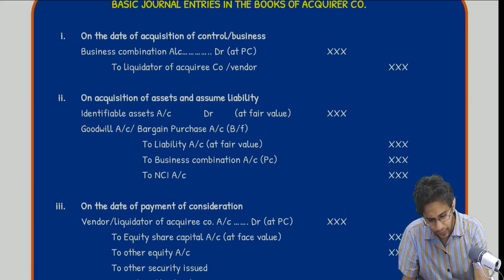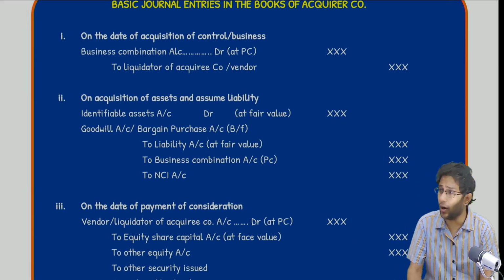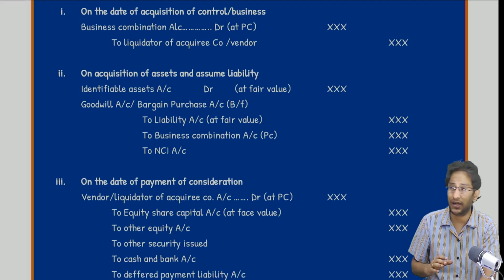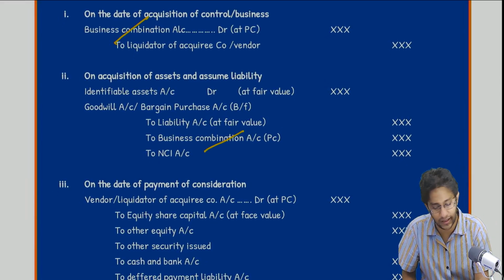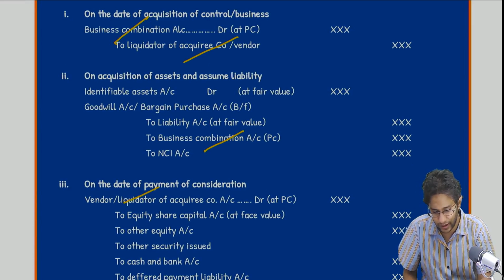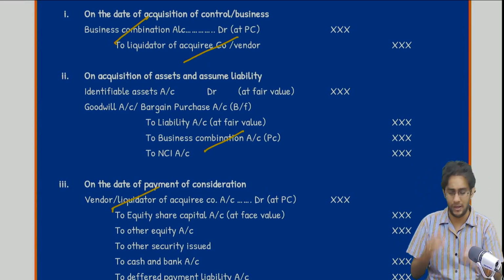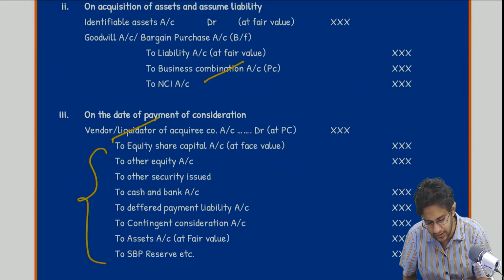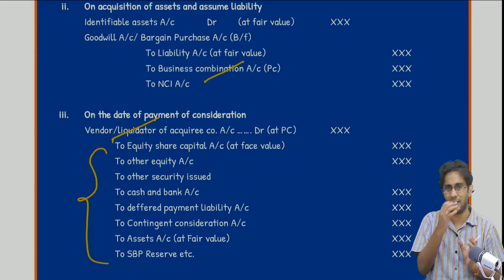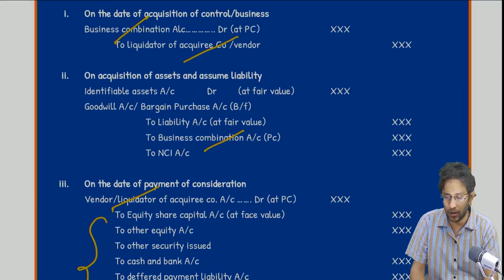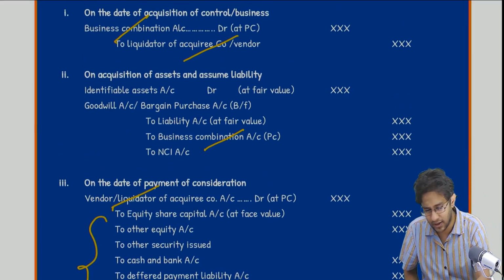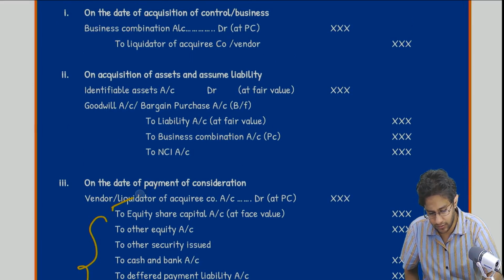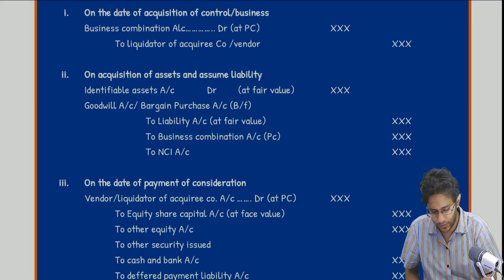I am not saying that you will go and write all these entries every time. Instead of writing 3 entries, the business combination account will get cancelled here, and the liquidator or vendor account will get cancelled here. Assets to liabilities to this entire PC, whatever you agreed to pay, is a net entry. I just give a model entry like this. This is applicable only in the case of an absorption.